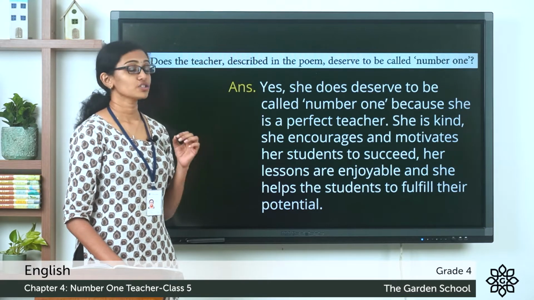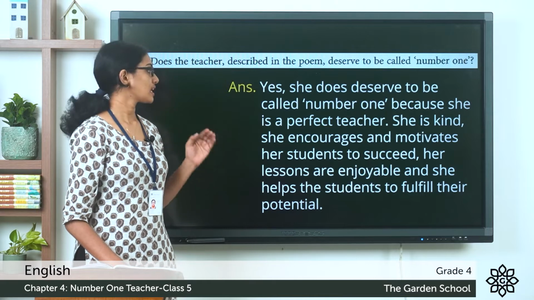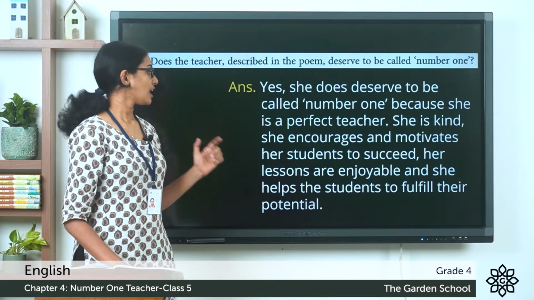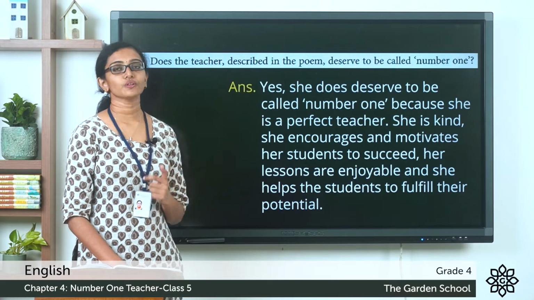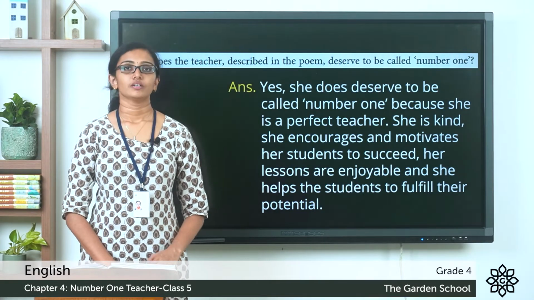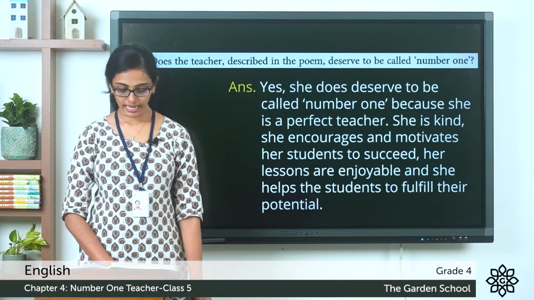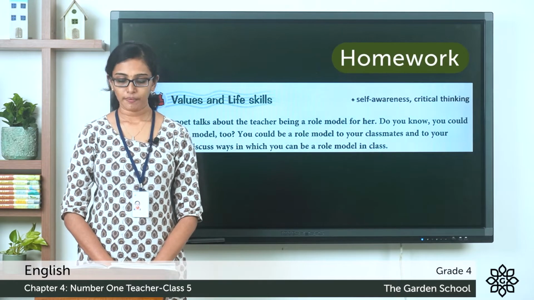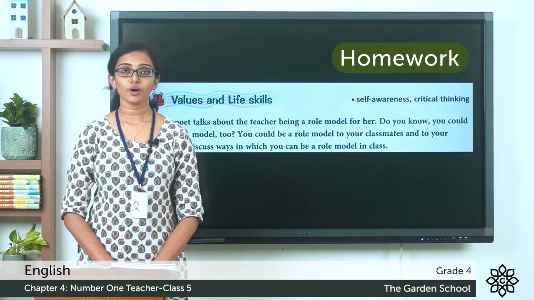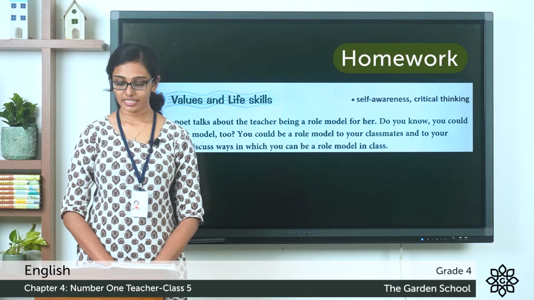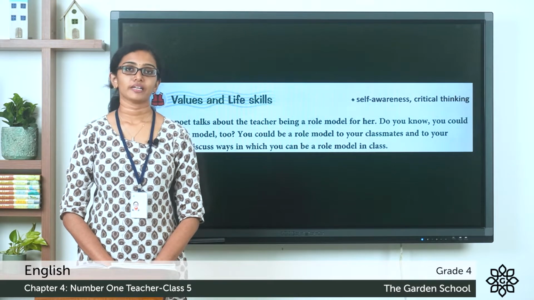She is kind, she encourages and motivates her students to succeed. Her lessons are enjoyable and she helps the students to fulfill their potential. The next session is values and life skills. The poet talks about the teacher being a role model for her. Do you know you could be a role model too? You could be a role model to your classmates and to your family.